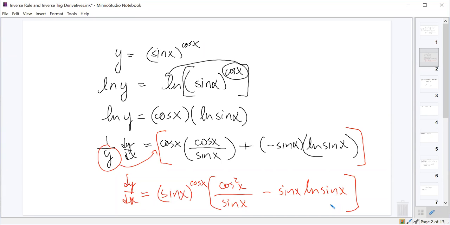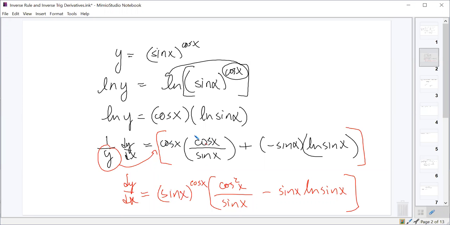Any other questions? Where did the cos x come from in the second to last line? Like where it's cos x times cos x over sine x? Which cosine are you asking about? The one in the parentheses. This one in the numerator here.